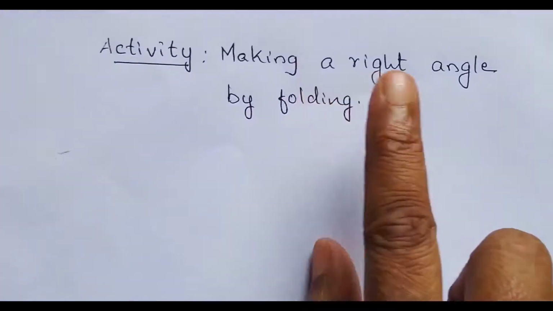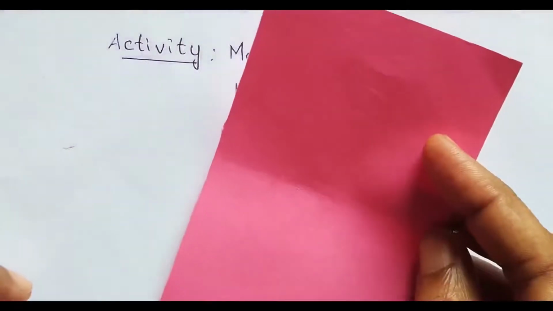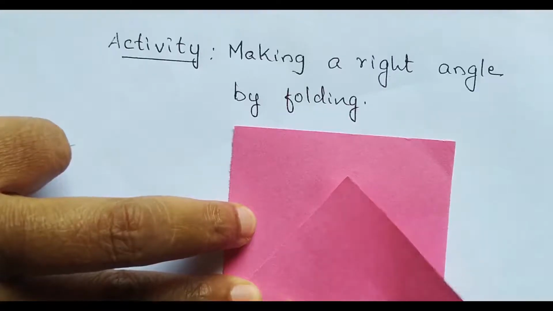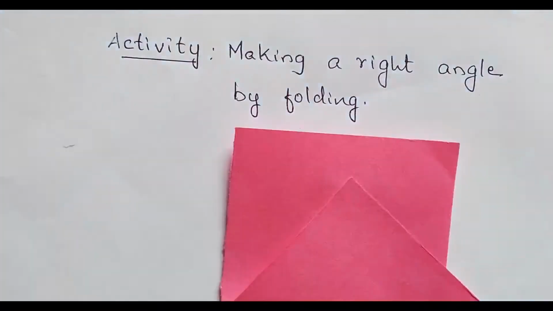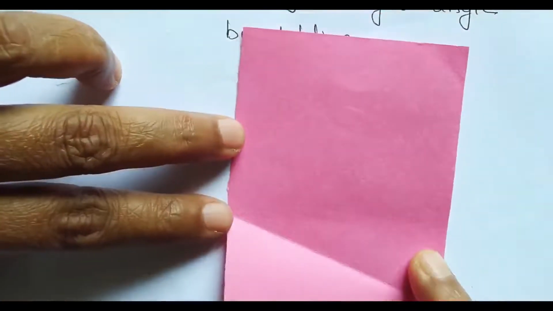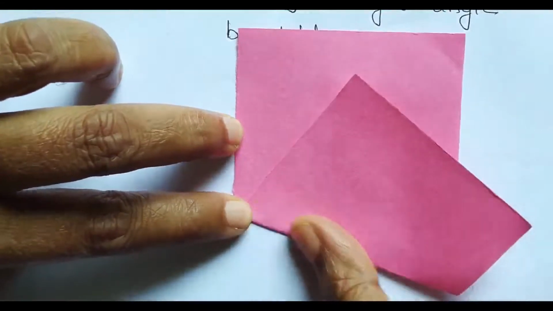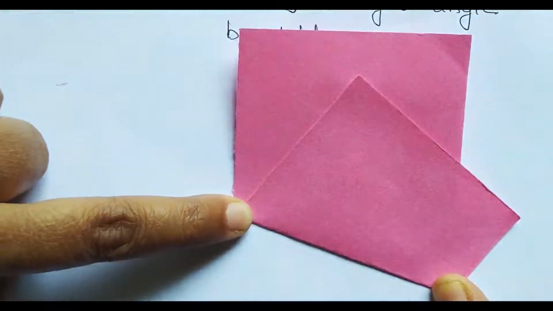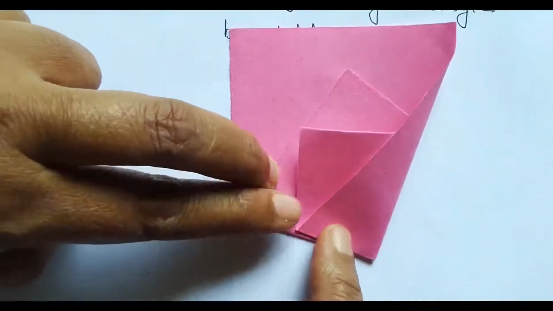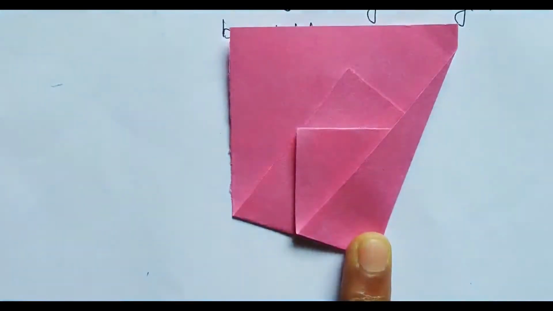That is making a right angle by folding. Now for this, take a rectangular piece of paper like this and make a fold like this. Okay, I'll show you once again. First take a rectangular piece of paper, then make a fold in this manner. Okay, now make another fold in such a way that these two edges meet. So this is how it will look.